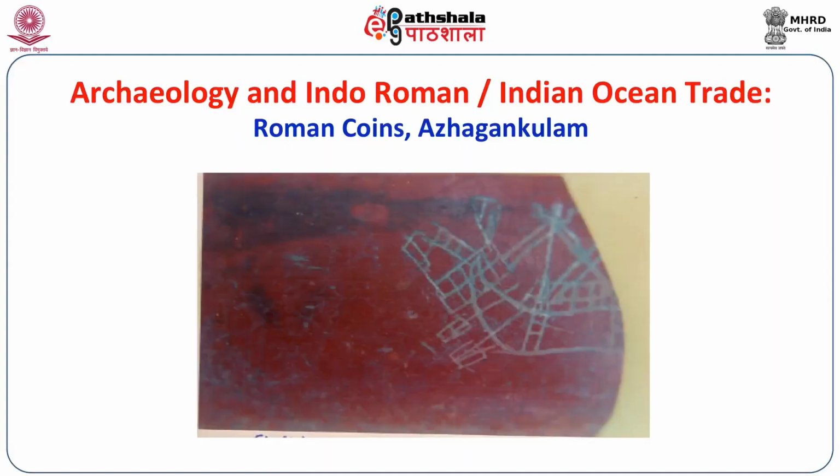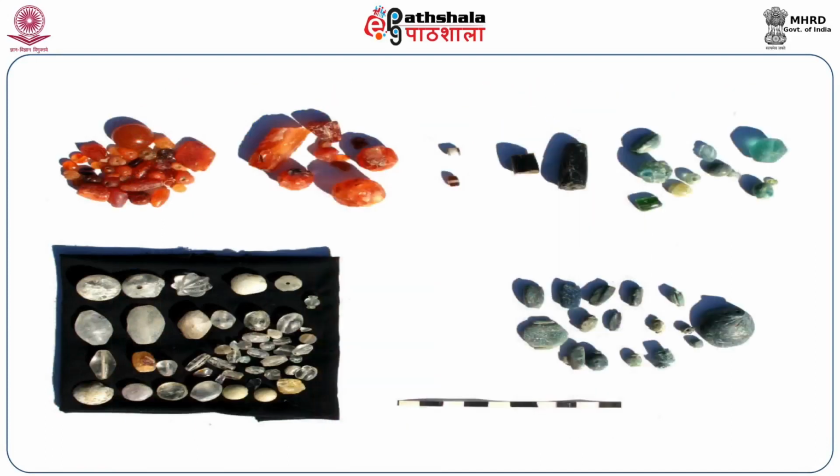What you see in this particular image is a sketch of a ship that was mainly used in the Mediterranean region. This particular sketch is found on a rouletted ware at the site of Aragankulam on the east coast of India. And here in this particular image you see evidence of bead making.